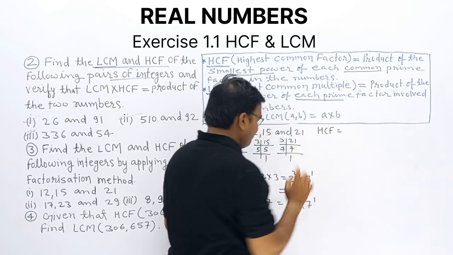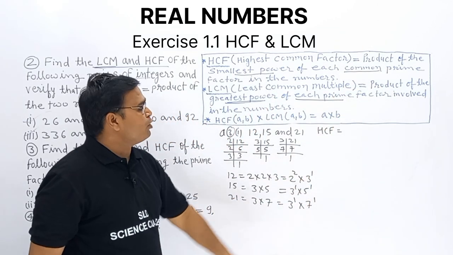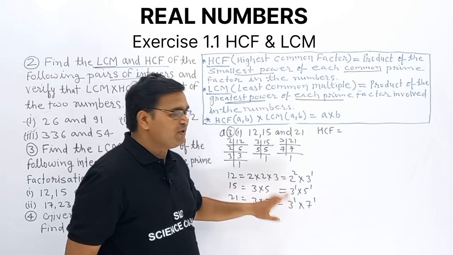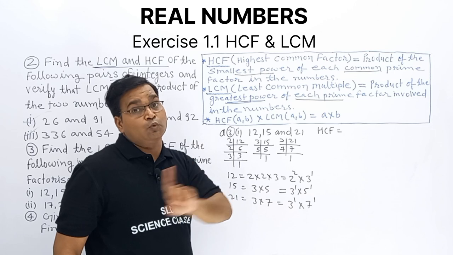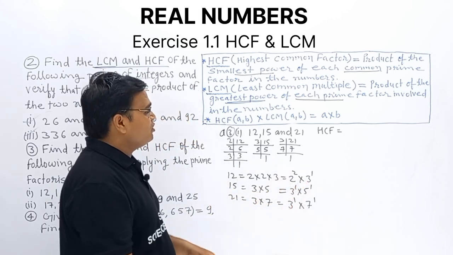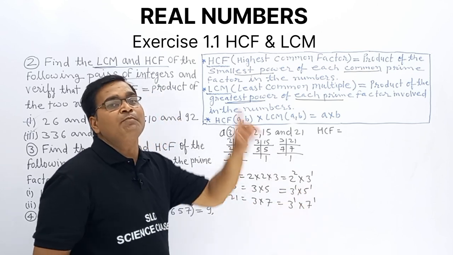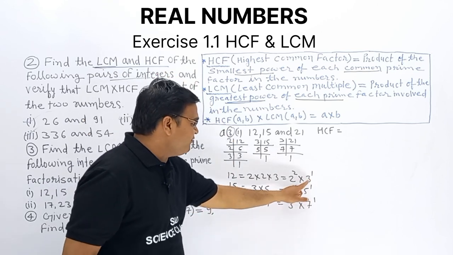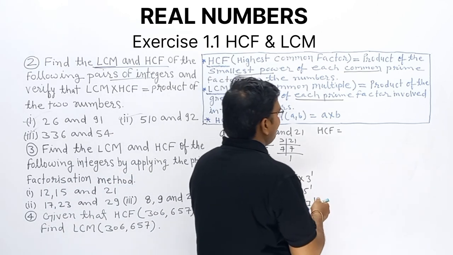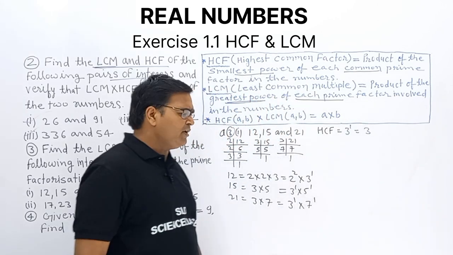Now HCF and LCM. HCF is the smallest power of each common prime factor. In this we have 2, but 2 is not there in the others, so we cannot use 2. Now 3 is there in all three, and the smallest power of 3 is one time, so we will use 3 power 1. What will be the HCF? 3 power 1, and the answer is 3.